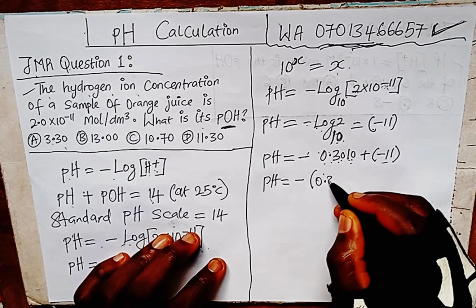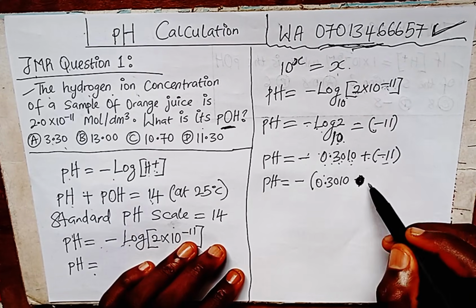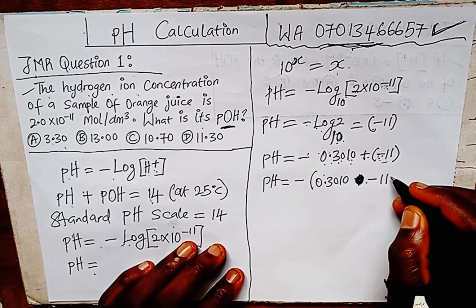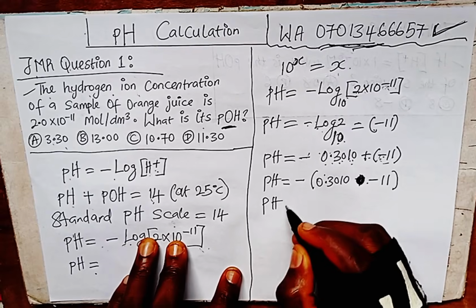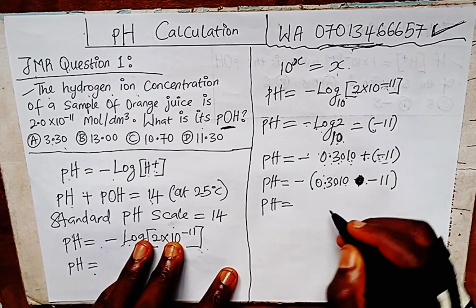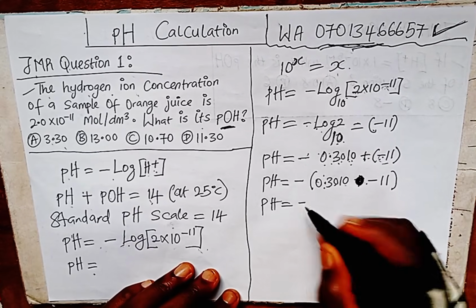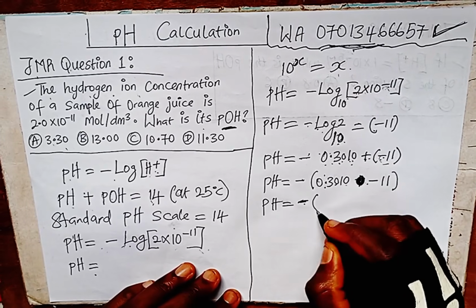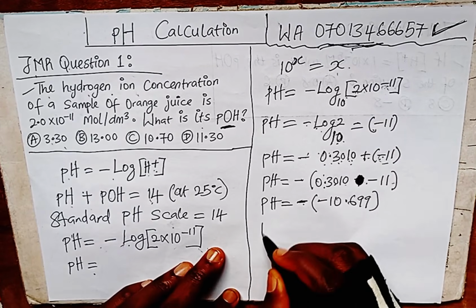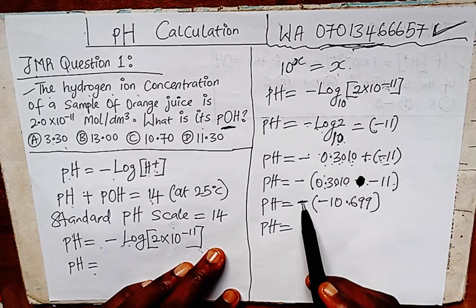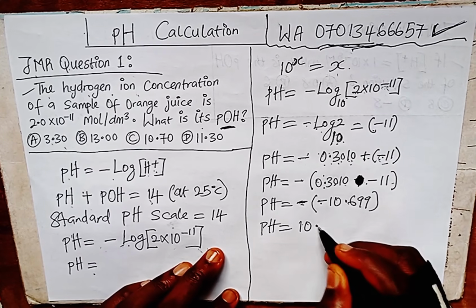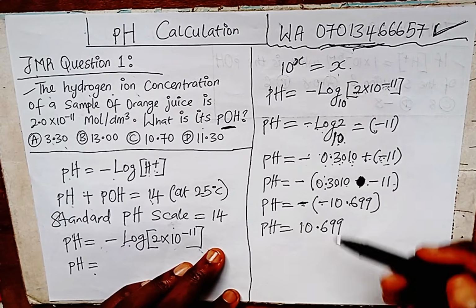0.3010, plus times minus gives minus, so that's minus 11, bracket close. So our pH is equal to negative of 0.3010 minus 11, which gives minus 10.699. Bring our minus down. If you open the bracket, minus times minus gives plus, so it gives us plus 10.699. Both are the same thing.